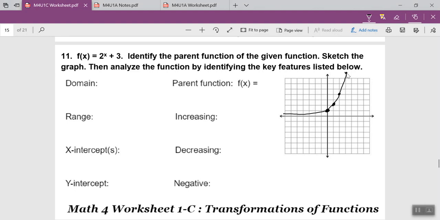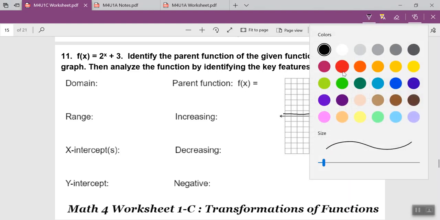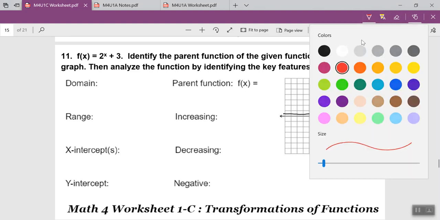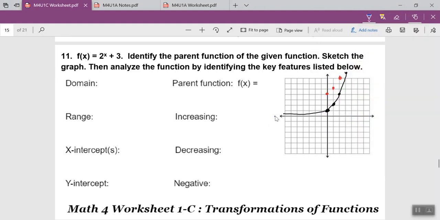Now, what we're doing is we're shifting every bit of that up 3 units. So this goes up 1, 2, 3. This goes up 1, 2, 3. This goes up 1, 2, 3. And meanwhile, this guy down here, I'm going to switch to this color because this axis behaves like an asymptote.